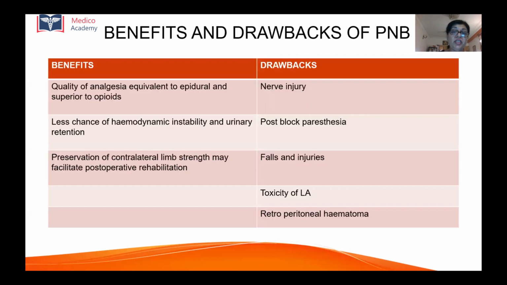There are various advantages and disadvantages of the peripheral nerve block. The advantage is that quality of analgesia is equivalent to spinal and epidural anesthesia but superior to opioid, with less chance of hemodynamic instability and urinary retention, and preservation of the contralateral limb strength, so it may facilitate postoperative rehabilitation. Drawbacks are nerve injury, post-block paresthesia, fall and injury, toxicity of local anesthetic, and retroperitoneal hematoma.